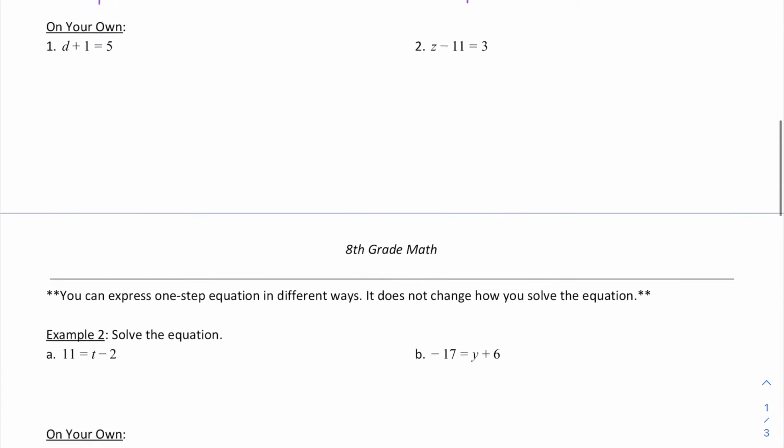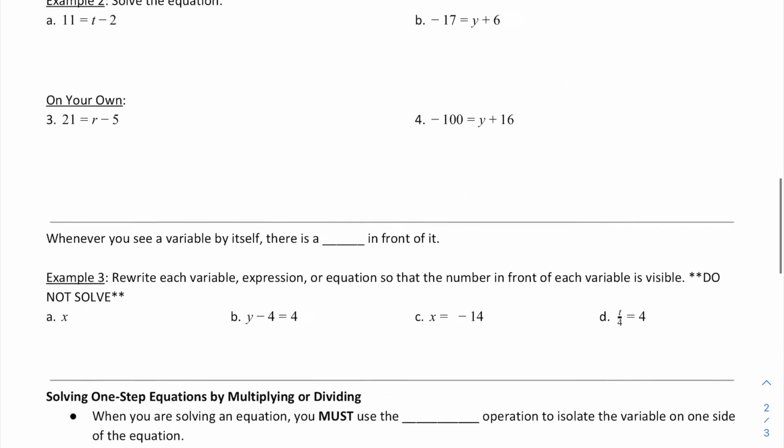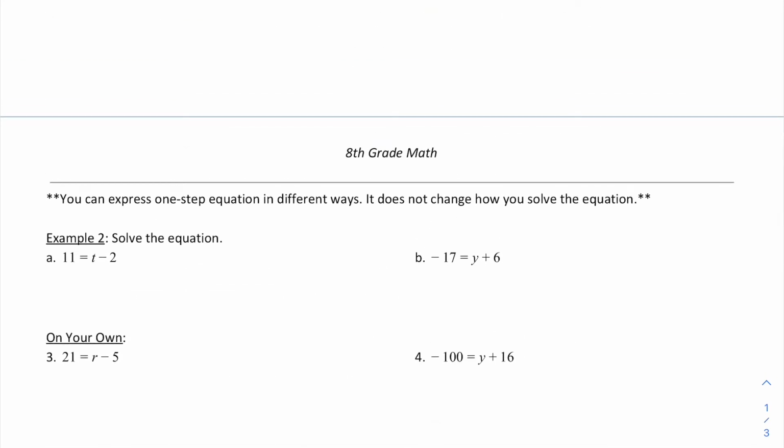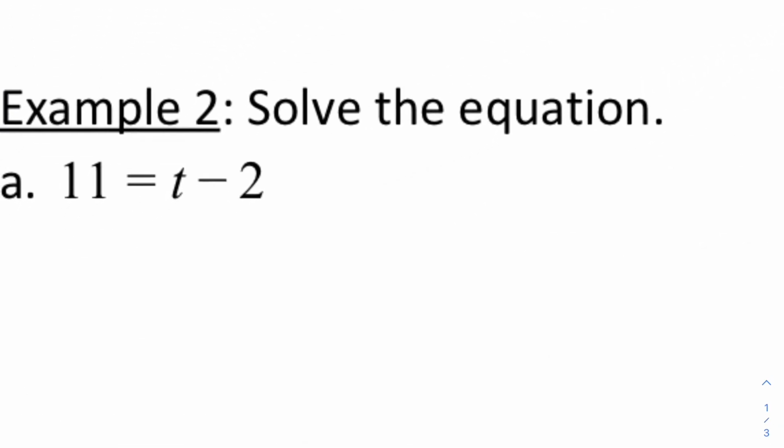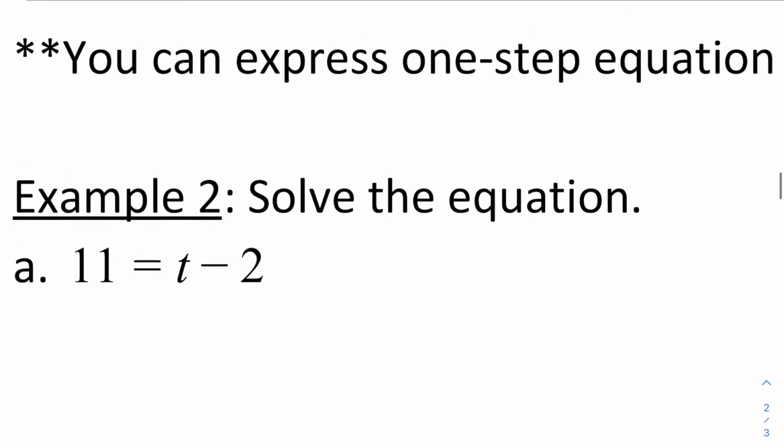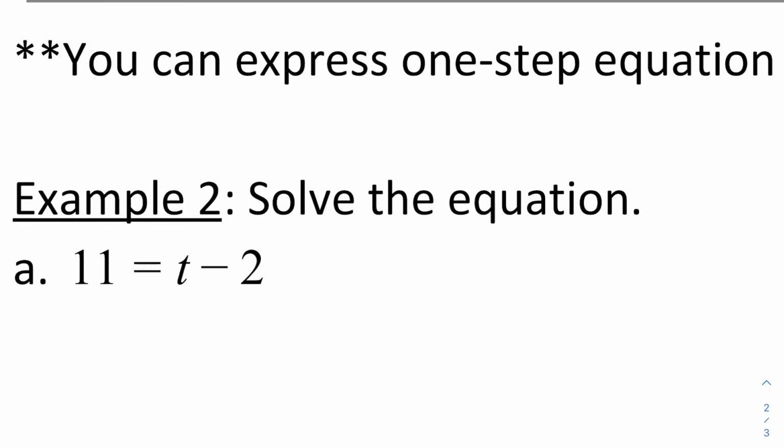Okay, next. You can express one-step equations in different ways. It does not change how you solve the problem. So let's take a look at this one. Even though I have the variable on the right side, you solve it the same way. I do plus 2, and you get 13 is equal to t. You could write t equals 13. Order does not matter.